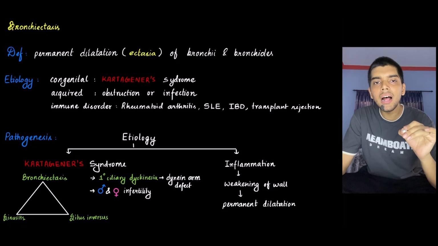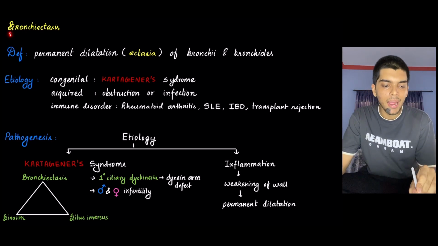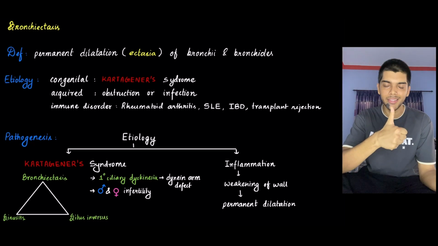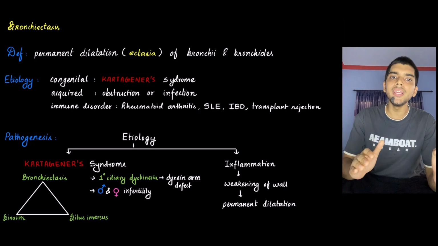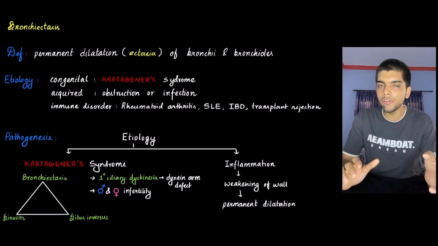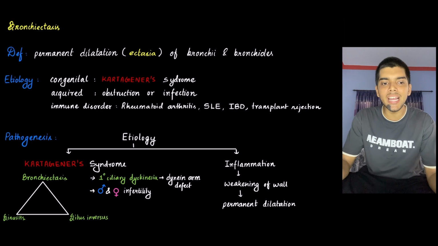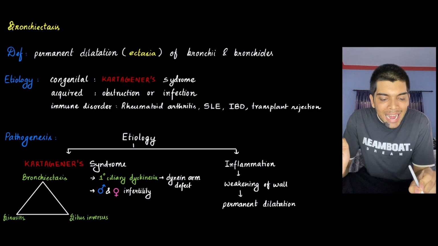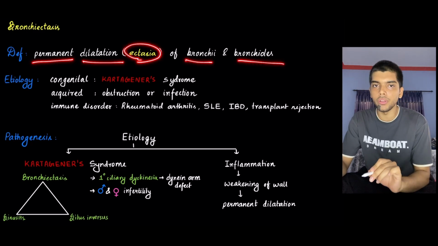This is the last disease that you need to know under obstructive pulmonary diseases, and that is bronchiectasis. Like any other disease, first definition. The name says it itself, bronchiectasis. Bronchi refers to bronchi and bronchioles. Ectasis comes from ectasia, which refers to dilation. That is, there is permanent dilatation, ectasia, of bronchi and bronchioles.